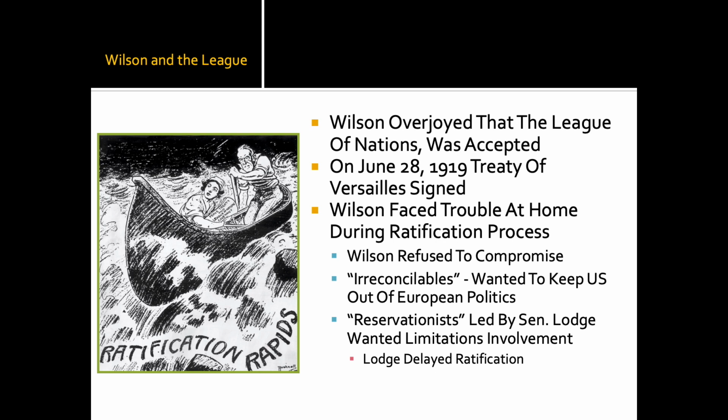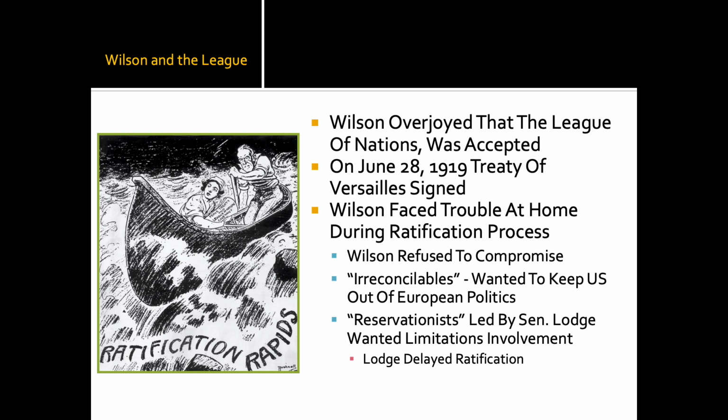However, when President Wilson brought the treaty back home for American ratification in the Senate, he faced an uphill battle because he refused to compromise and refused to give up on the League, but he faced powerful problems at home in the Senate. There was a group called the Irreconcilables, and they wanted to keep the United States out of European politics. They were isolationists.